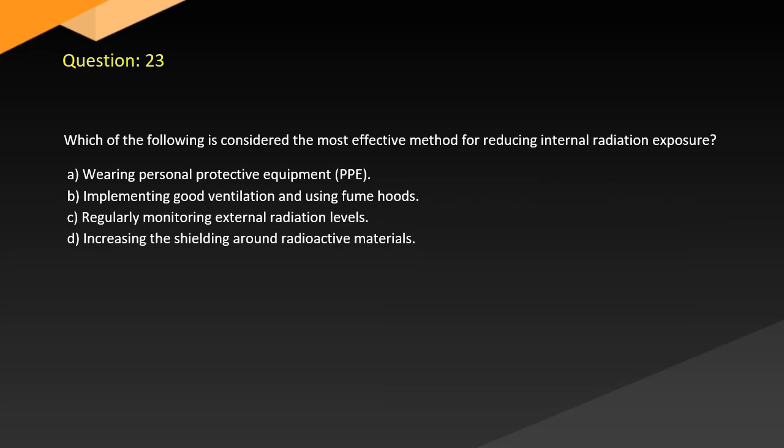Question 23. Which of the following is considered the most effective method for reducing internal radiation exposure? A. Wearing personal protective equipment (PPE). B. Implementing good ventilation and using fume hoods. C. Regularly monitoring external radiation levels. D. Increasing the shielding around radioactive materials.